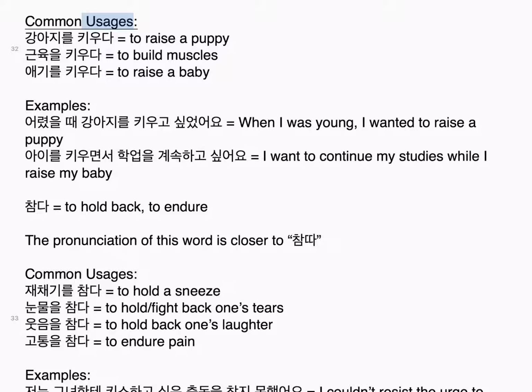Common usages: 강아지를 키우다, to raise a puppy, 근육을 키우다, to build muscles, 아기를 키우다, to raise a baby. Examples: 어렸을 때 강아지를 키우고 싶었어요. When I was young, I wanted to raise a puppy. 아이를 키우면서 학업을 계속하고 싶어요. I want to continue my studies while I raise my baby.